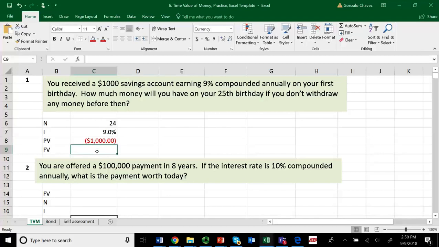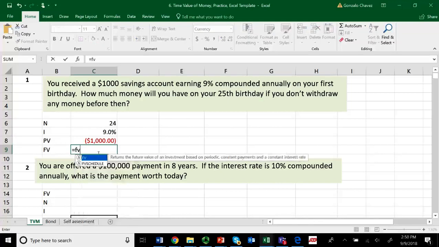And what you're wondering is what will I be able to retrieve after 24 years of leaving that money in there earning 9%. Okay, so what is the future value of this investment? So I'm going to do equal sign and then type in FV. When you type FV, you'll see that the future value formula appears in Excel. Just double click there. Okay, and just to make things clearer, because sometimes this is not as clear, please click on the FX tab here. Okay, right here.